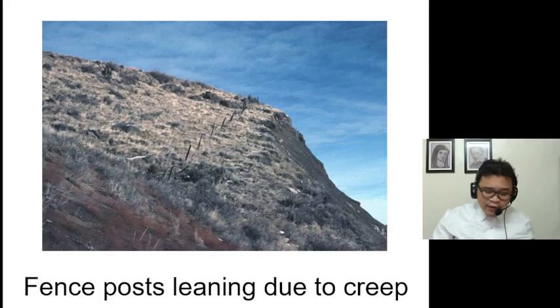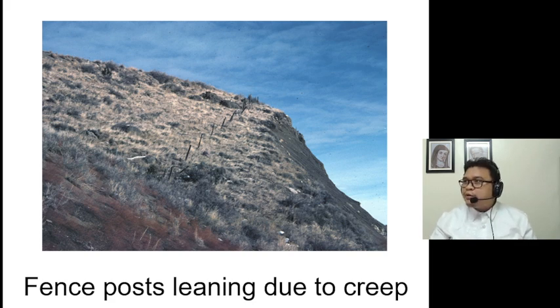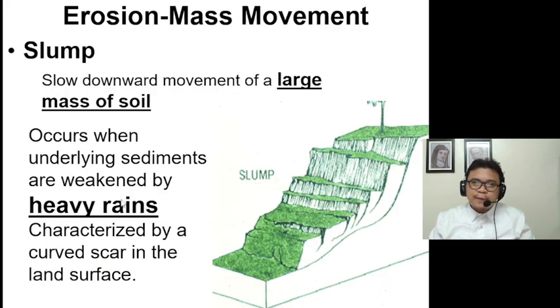So if you are living near mountainous provinces, where you can see some of these posts located on the sides of the mountain, if you notice that these posts are actually leaning, that's a sign of a creep happening in our Earth's land masses. So another type of movement is what you call the slump.